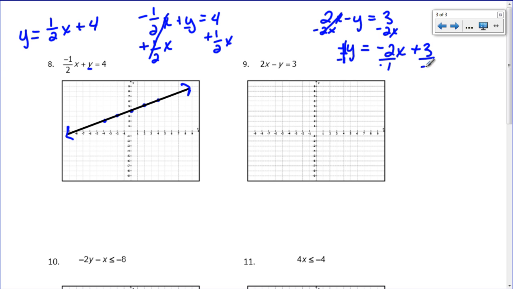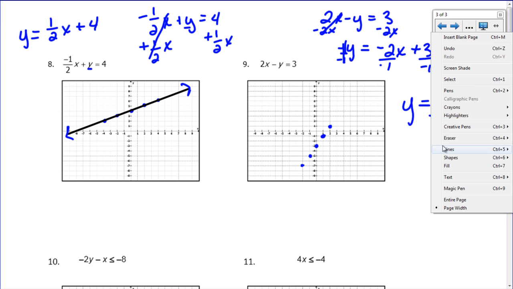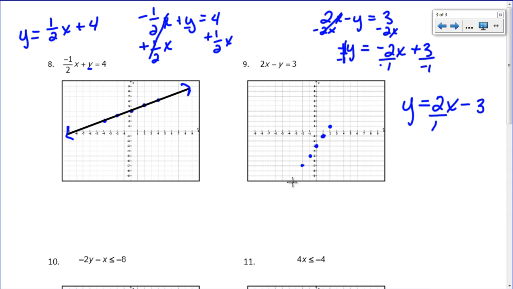Every single piece. So you end up with y equals, a negative divided by a negative makes a positive 2x. A positive divided by a negative makes a minus 3. So here's my equation. Y-intercept is -3, so it starts down here. And my slope is 2 over 1. So I get to go up 2 over 1, or down to left 1. Connect my points, make a graph. There's your line.